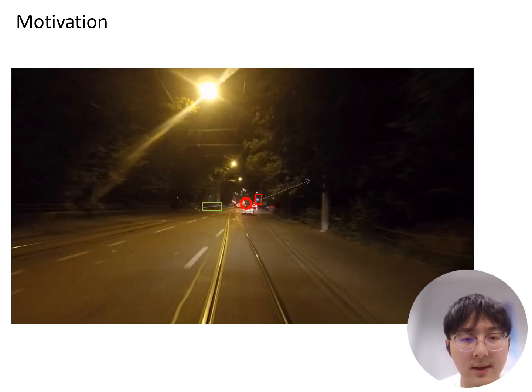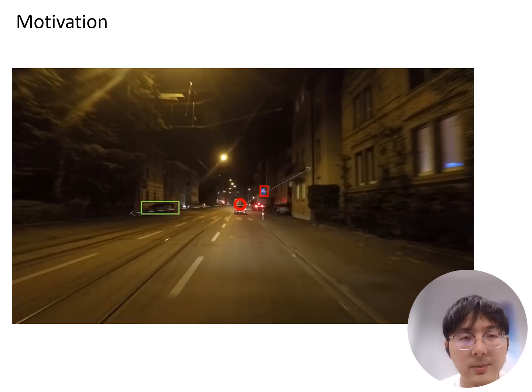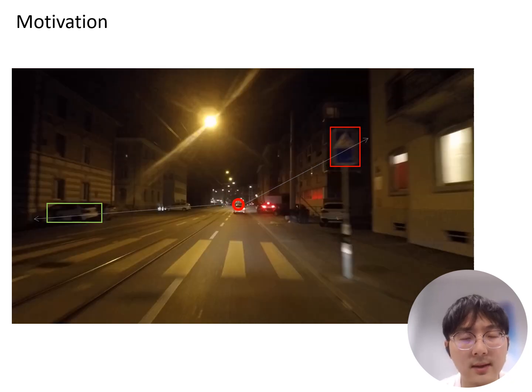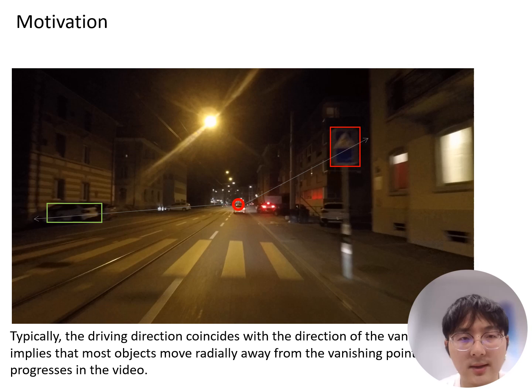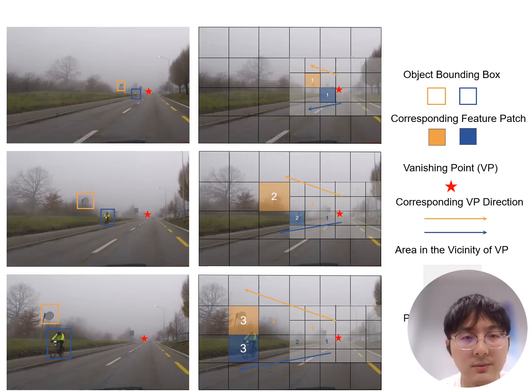Let's have a look at another example. Typically, the driving direction coincides with the direction of the vanishing point, which implies that most objects move radially away from the vanishing point as time progresses in the video.